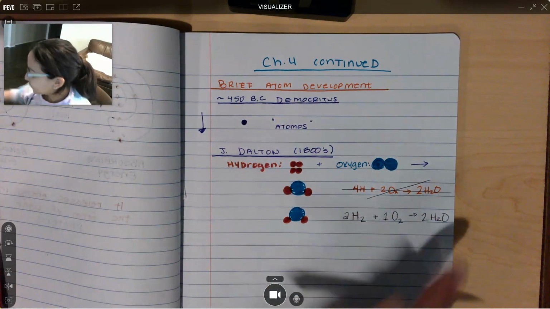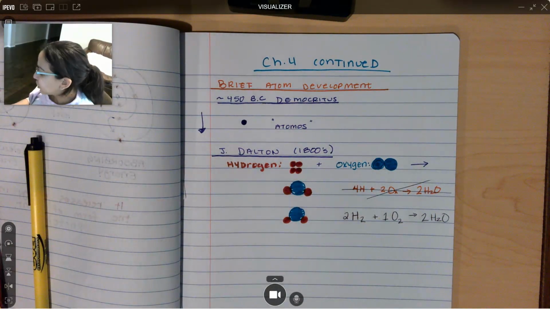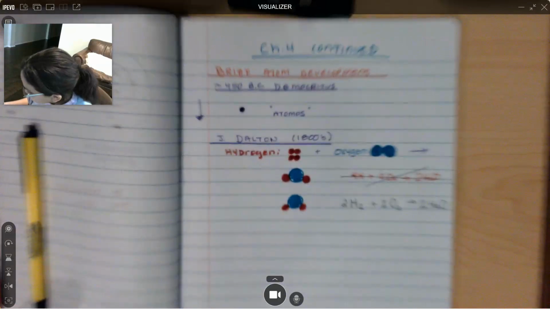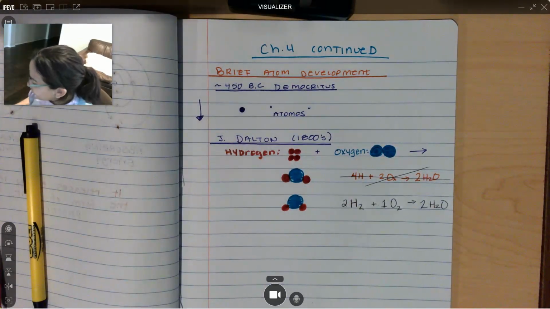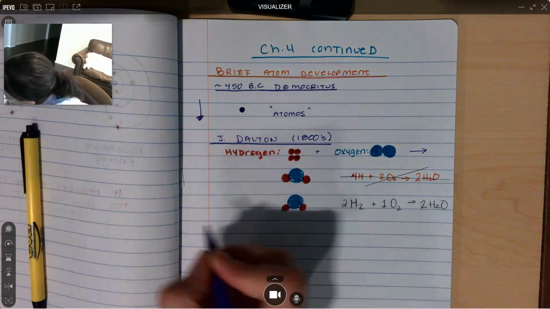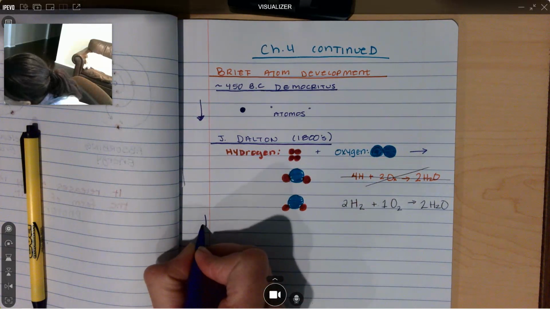And this would be the correct way of showing the law of conservation of matter and writing your correct balanced equation. Okay, moving on from that, after John Dalton, we had a couple of other scientists.